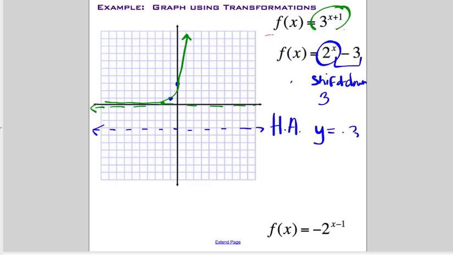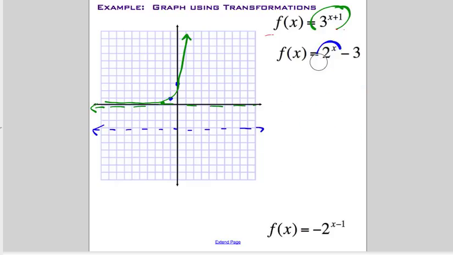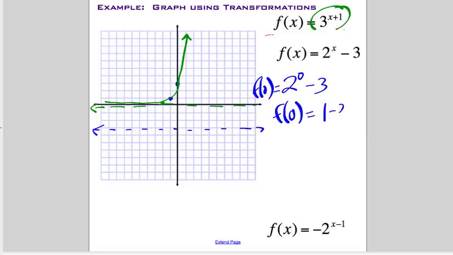Now my next thing I want to do is think about when the exponent is 0, because that's the next key point that's going to be easiest to find. Well, in this case, it's when I plug in 0. So I'm going to plug in 0 and find that one point because I know it's going to give me a nice value. f of 0 is 1 minus 3, or negative 2. So f of 0 is negative 2. So here's my second point.